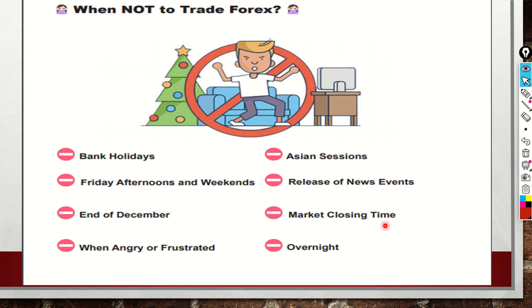You can blow your account in a flash. During the night, which happens to be the Asian session in my country, times are different. Someone during the night is the London session, so this does not really matter if it says overnight, okay.